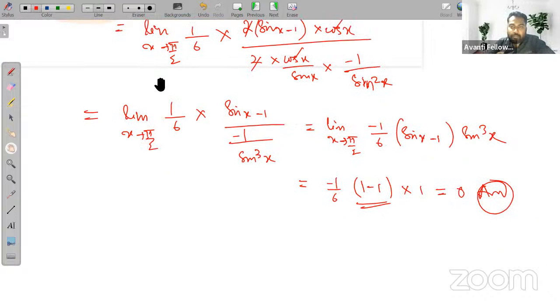Everyone clear of this question, of this solution? Everyone, can you write in the chat box, guys? Everyone, please write in the chat box. Okay. Fine. So let's move to the next question.